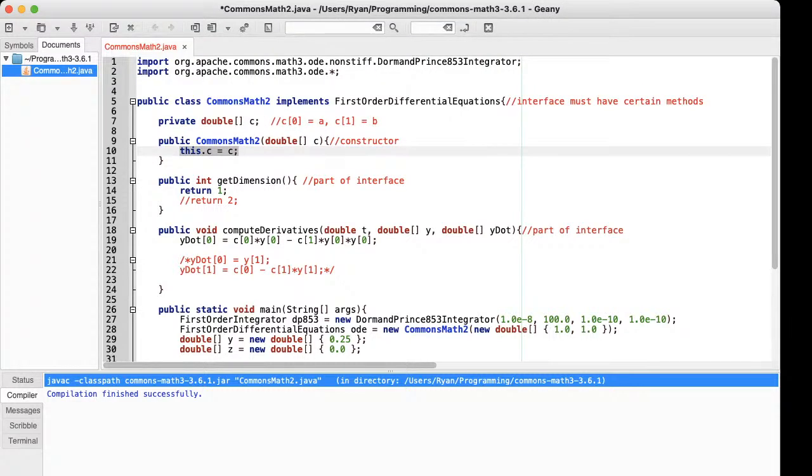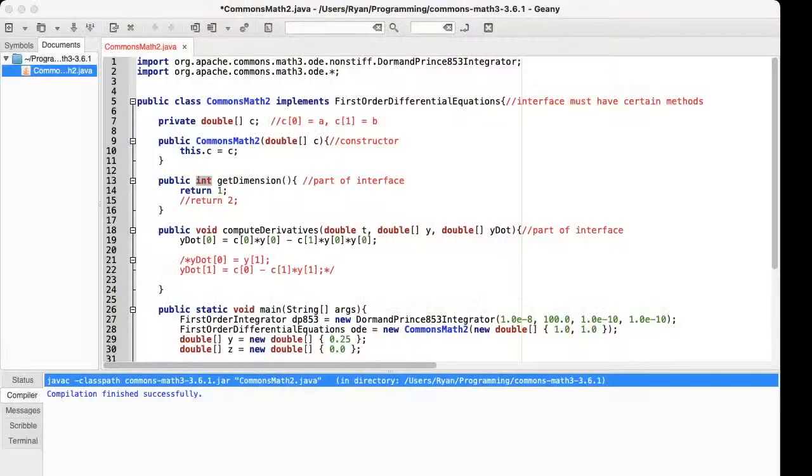Now, what is the getDimension method? It returns an integer. For this particular problem, all we're doing is solving for one function, which is the population.